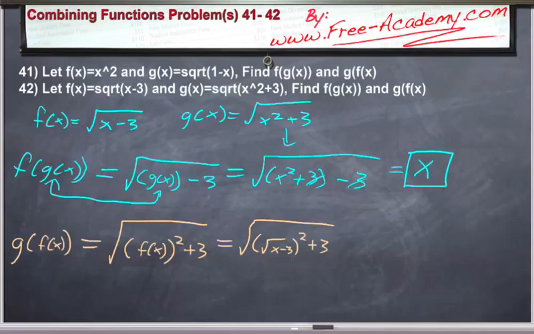So it's just a matter of simplifying at this point. And this is also going to come out in a very simple fashion. The square is going to cancel with the square root, and this will give you the square root of x minus 3 plus 3, which the 3's will cancel, and g of f of x equals the square root of x.